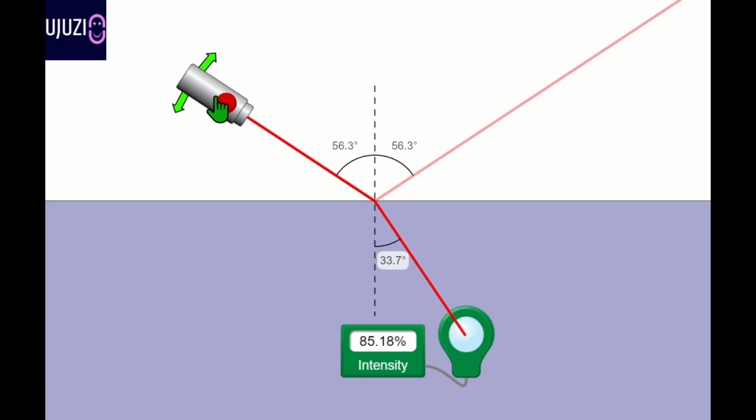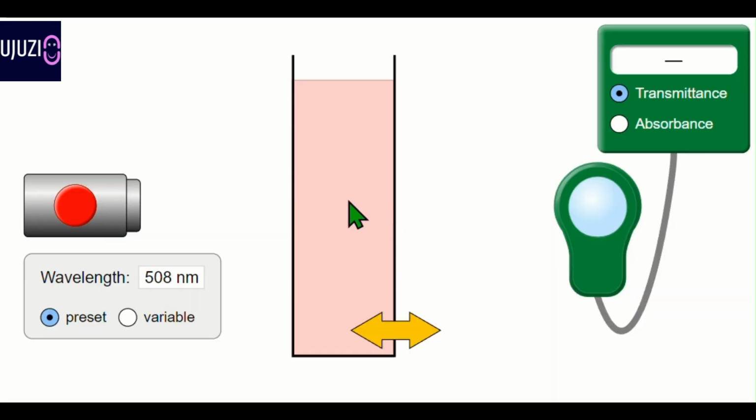So if the intensity of refracted light is decreasing, it means the intensity of reflected light, which is this one, is increasing. So these are important things to take into account, especially in a simple way when we are talking about reflection and refraction of light. Thank you very much.